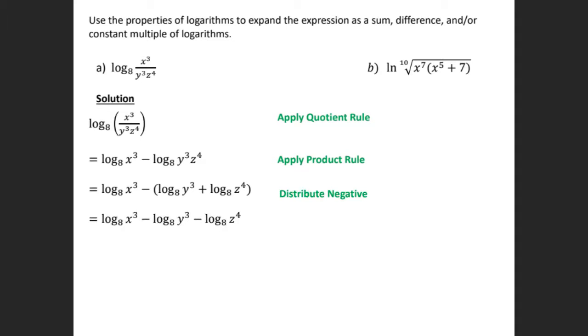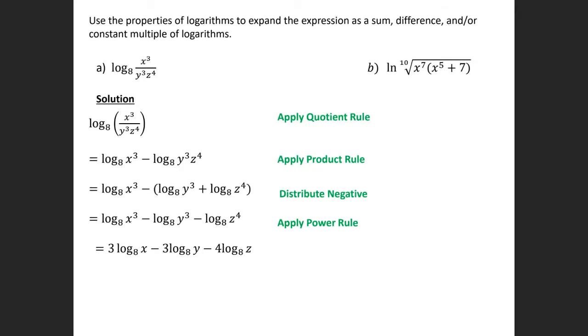And this is going to give me log base 8 of x cubed minus log base 8 of y cubed minus the log base 8 of z to the 4th. And by distributing, we don't have to worry about the parentheses or the order of operations. Now if we work backwards, it's going to give us the problem that we want. But again, we're not done. The last thing is applying our power rule to get rid of our exponents.